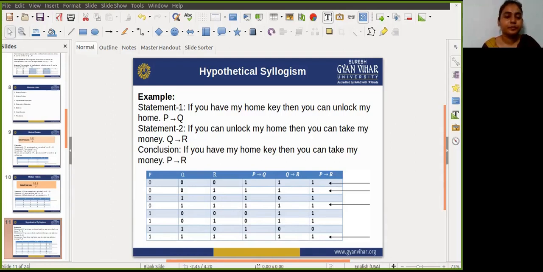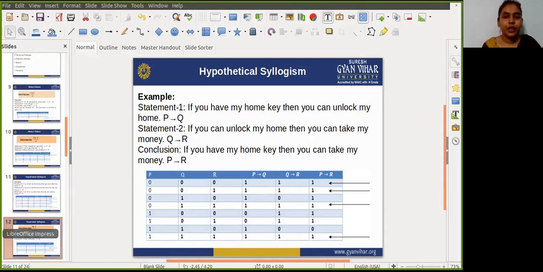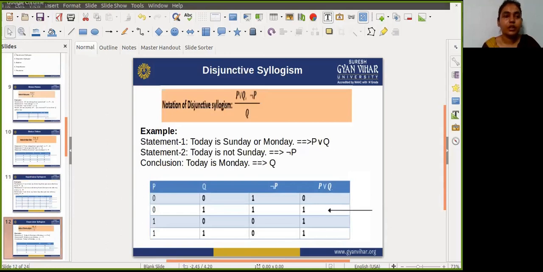Okay. Next one is disjunctive syllogism. This rule states that if P or Q is true and not P is true, then Q will be true. So it will be represented as P or Q, and not P. Okay, so I'm taking an example.